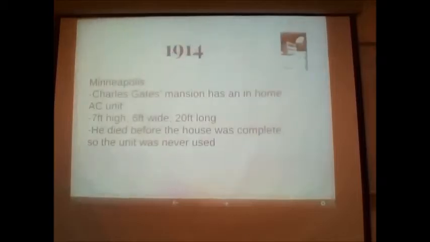In 1914 in Minneapolis, Charles Gates Mansion had an in-home AC unit. Unlike today's, this one was 7 feet high, 6 feet wide, and 20 feet long, but he died before the house was completed, so he never actually used the AC unit. And this is one of the ads that they used back in that time in order to encourage people to get air conditioning for their homes.